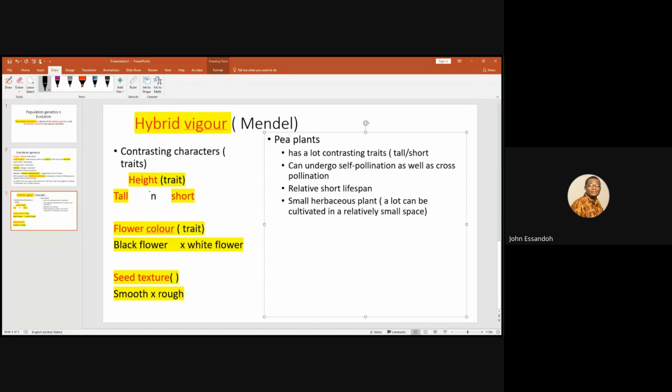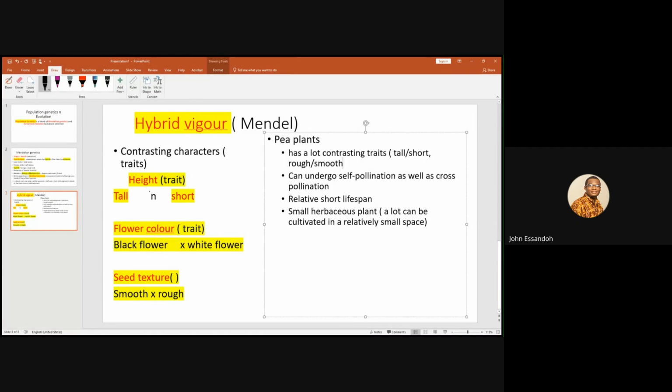Okay, you can get what? You can get rough, smooth seed. Okay, we can get what? We can get black flower, okay, and what? White flower. Okay, white flower. All right, so you can see that pea plant gives that sort of opportunity, that contrasting trait.